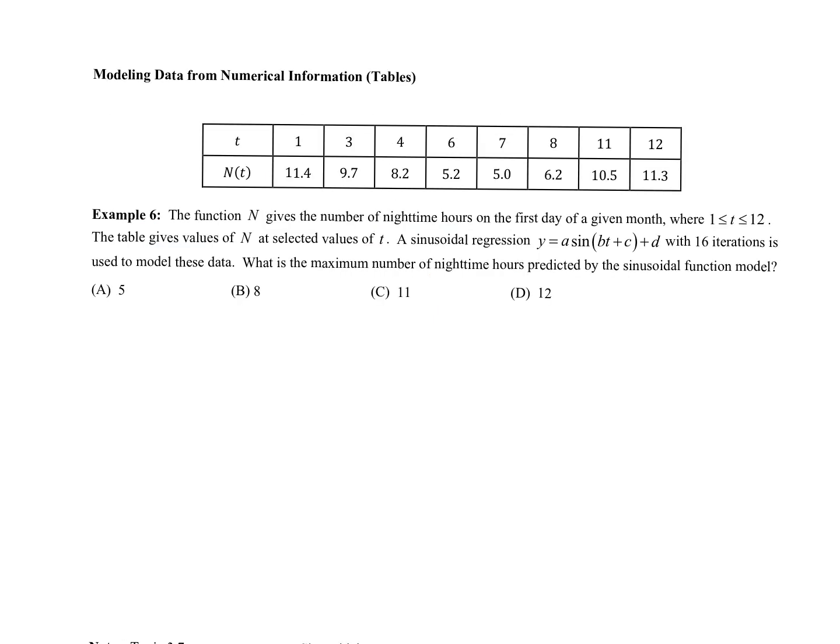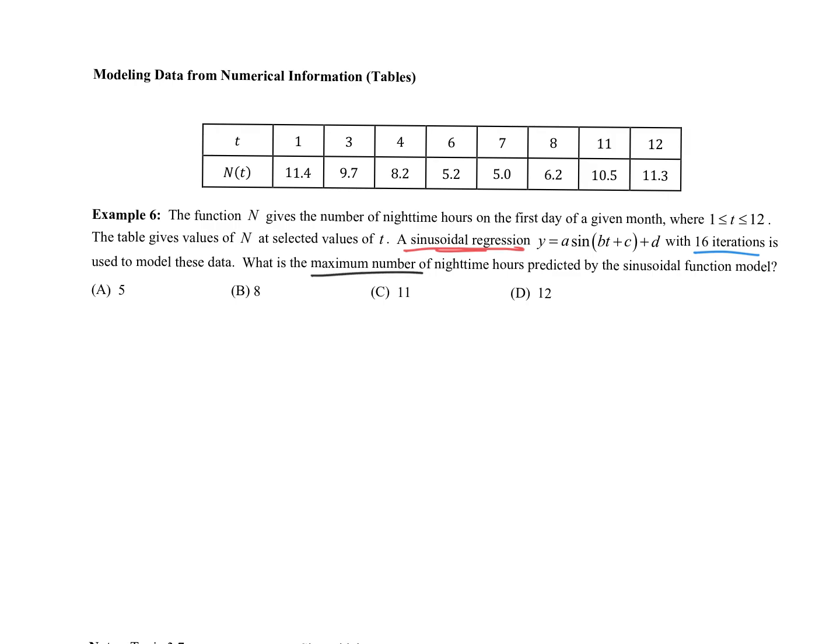The function n gives the number of nighttime hours on the first day of a given month, where 1 is less than or equal to t, which is less than or equal to 12. The table gives values of n at selected values of t. A sinusoidal regression y equals a sine of b t plus c plus d with 12 iterations is used to model these data. What is the maximum number of nighttime hours predicted by the sinusoidal function model?